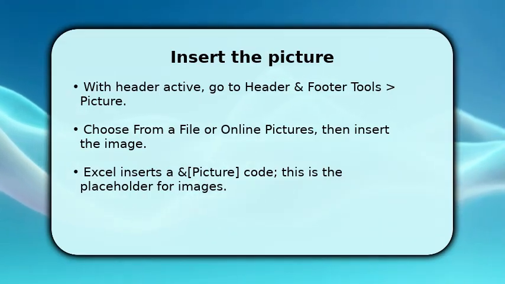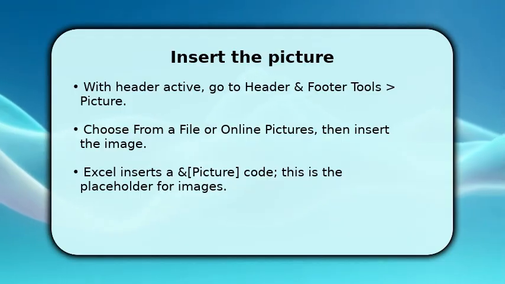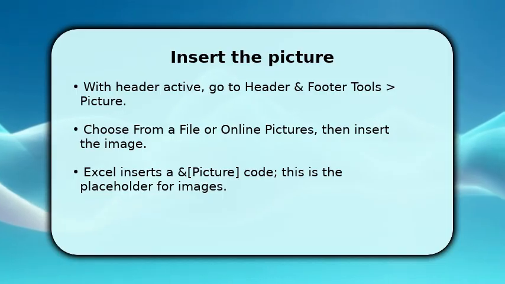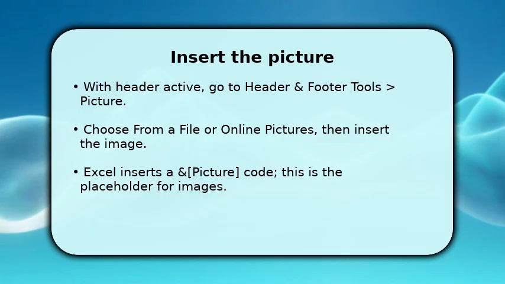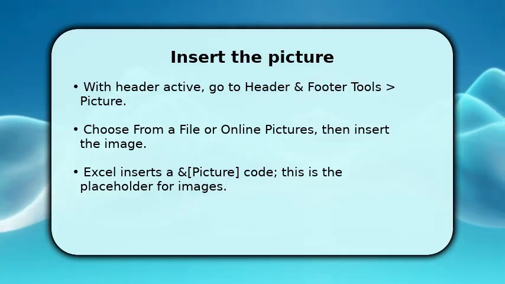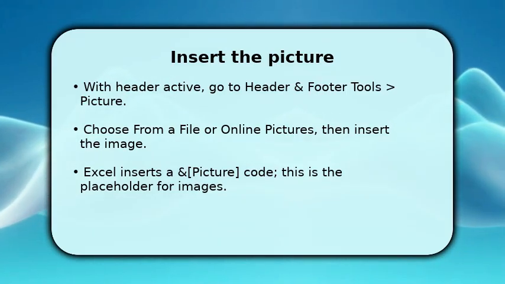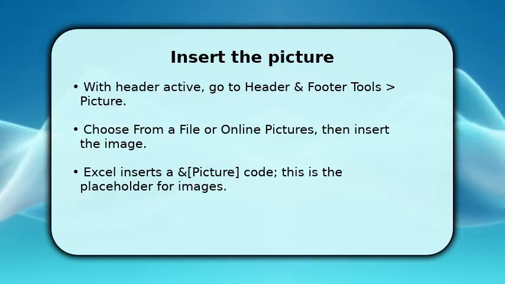Excel won't show the image immediately. Instead, you'll see an &[Picture] placeholder in the header box. This code tells Excel to render the chosen file when you exit design mode. Make sure the image you picked has the right orientation and resolution, because Excel scales it within header margins rather than freely resizing like a worksheet picture.